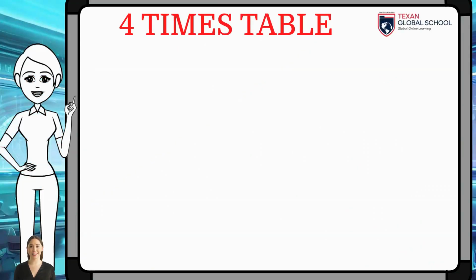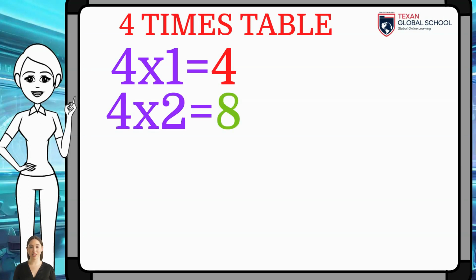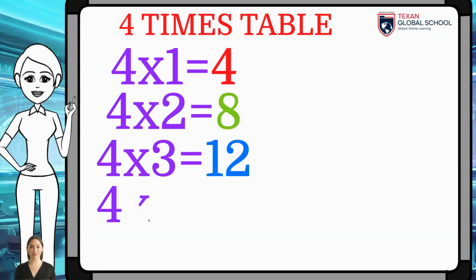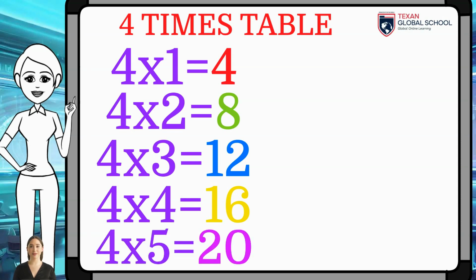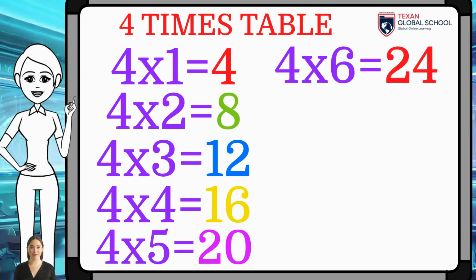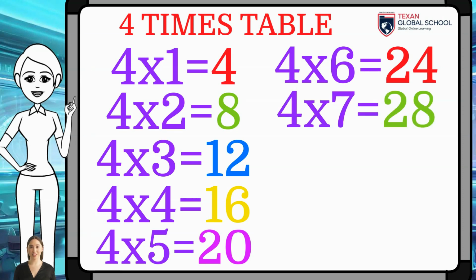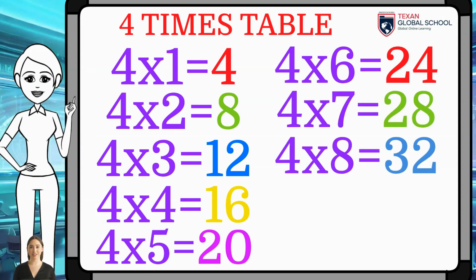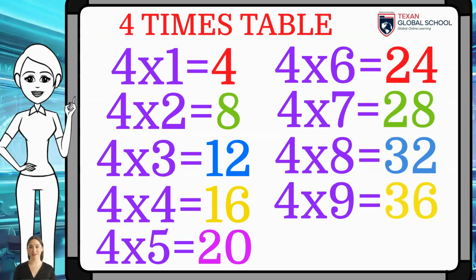In summary, any number multiplied by 4 results in the same value quadrupled. 4 times 1 is 4. 4 times 2, 8. 4 times 3, 12. 4 times 4, 16. 4 times 5, 20. 4 times 6, 24. 4 times 7, 28. 4 times 8, 32. 4 times 9, 36. 4 times 10, 40.